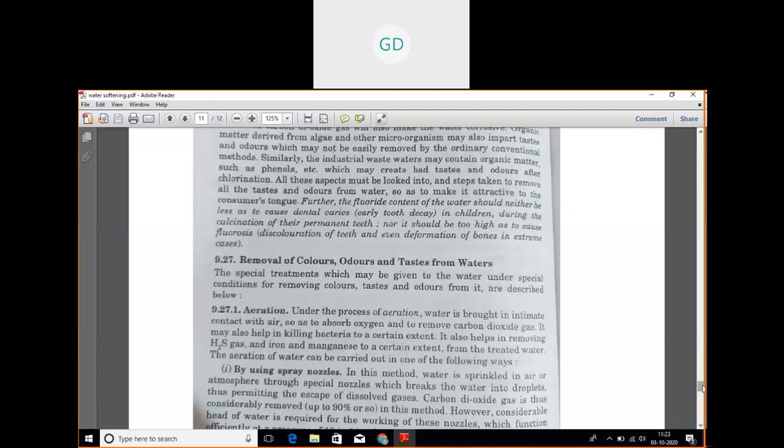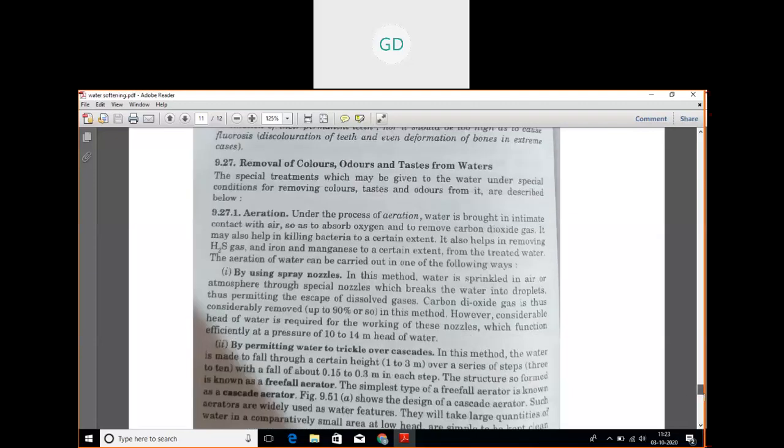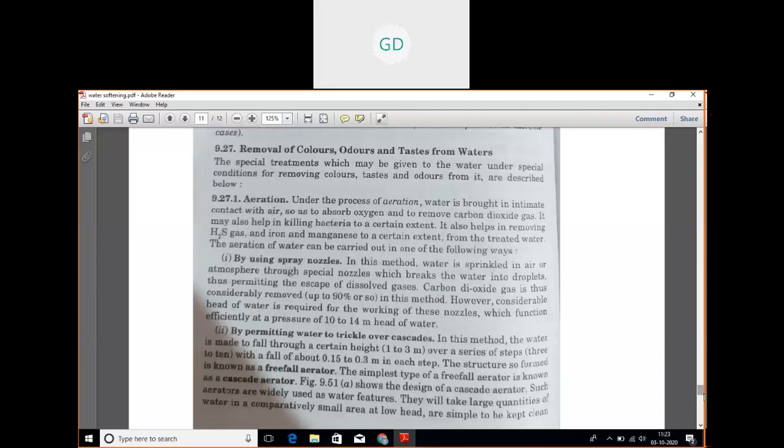So what are the processes? Number one is using spray nozzles. There are special small nozzles. The water goes through the nozzles and comes out of them, exposed to the atmosphere.